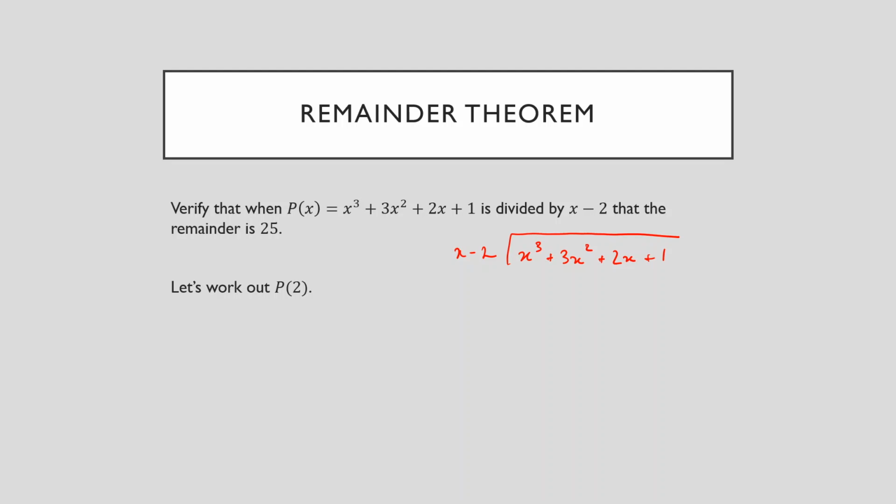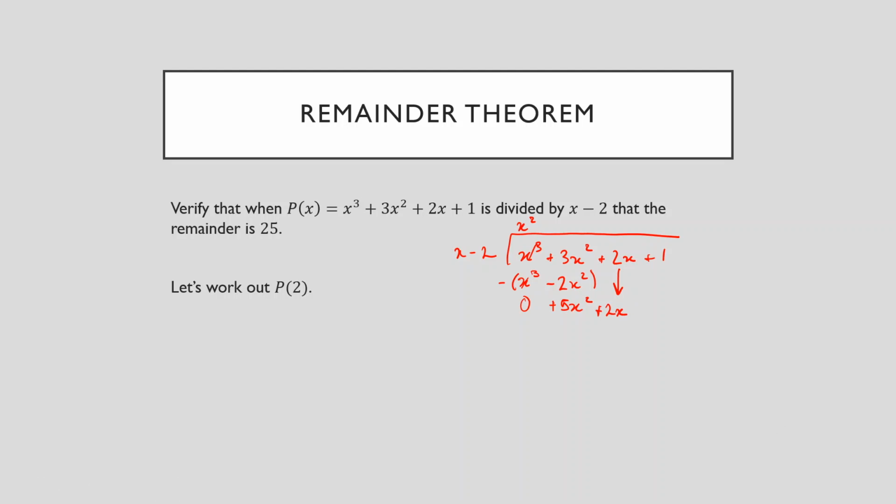Alright, so following the process of long division, first we divide. So x cubed divided by x is x squared. Multiply x squared by x minus 2. You get x cubed minus 2x squared. Subtract these terms. That becomes 0. You get 3x squared minus negative 2x squared is positive 5x squared. Bring this down, and 2x, and we repeat.